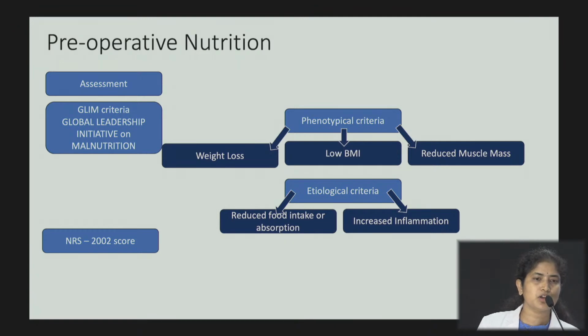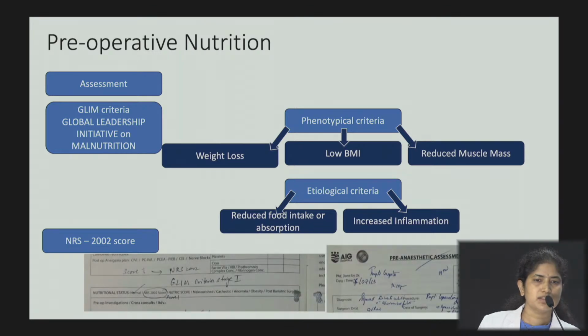And the NRS 2002 score includes the sum of the nutrition score, the age adjustment score, and the disease severity score. So this is our AIG anesthesia PAC clinic, where we look into each and every patient in order to individualize the nutritional assessment and optimization. We do the NRS 2002 score and also the GLIM criteria.